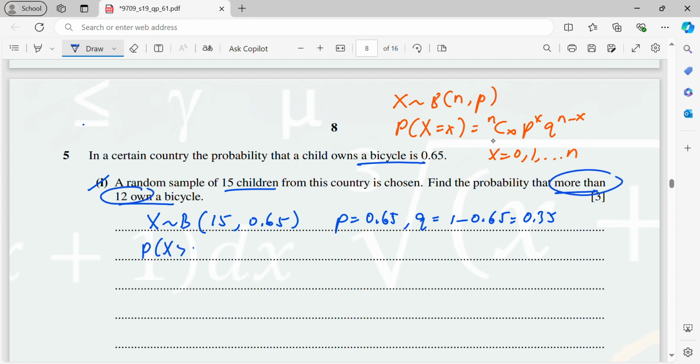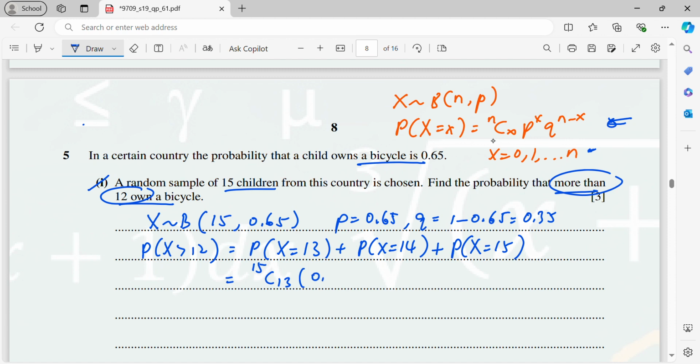Okay, then now we need to calculate more than 12 on the bicycle. So P(X greater than 12). For greater than 12, I will just directly count because the maximum is up to n, maximum up to 15. So I will say this is 13, 14, and 15. Just add these three probabilities. And now apply the binomial distribution formula. 15C13, 0.65^13, 0.35^2. Okay, that is the first probability. The second probability is 15C14, 0.65^14, 0.35^1, and then plus with all success.